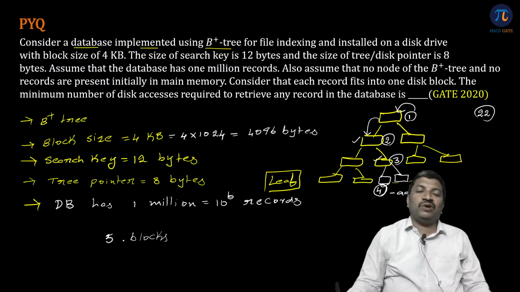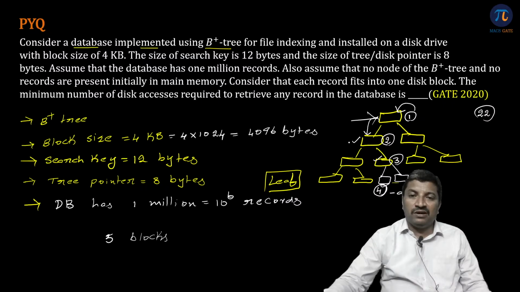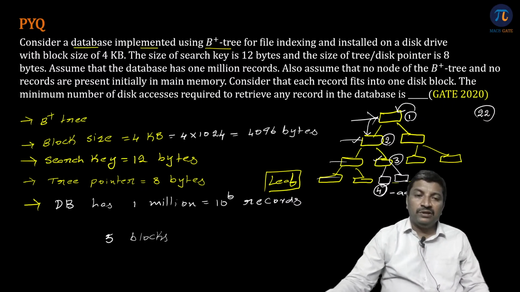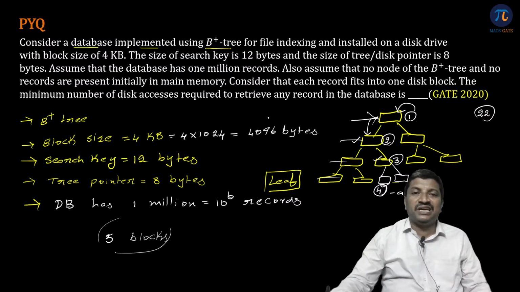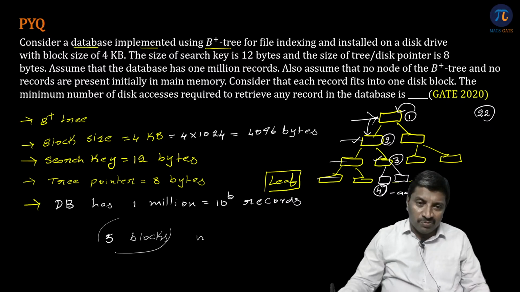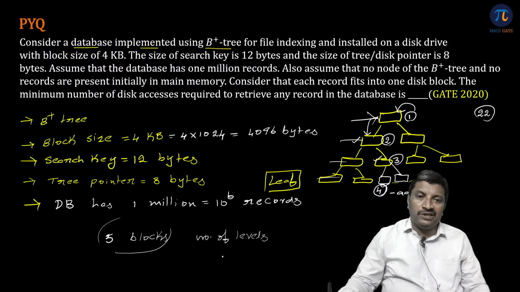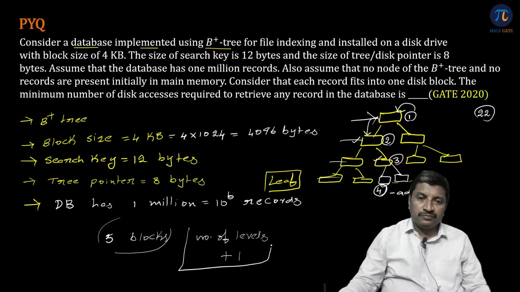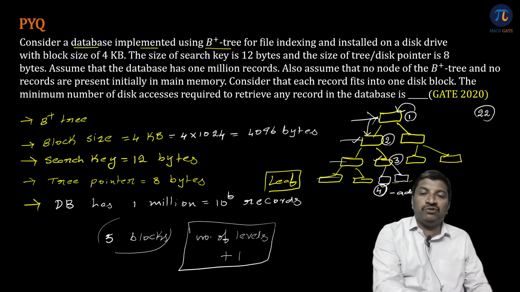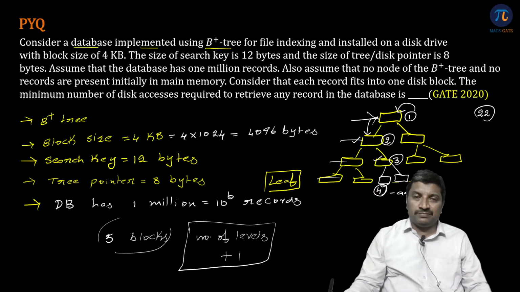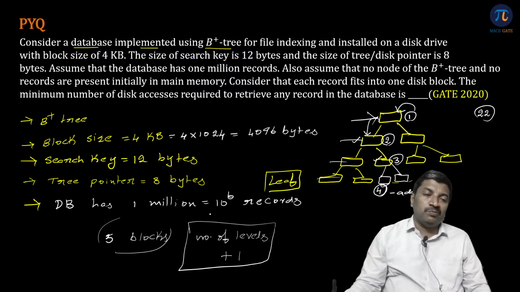5 blocks. So what does it mean, sir? If I assume this is level 1, level 2, level 3, level 4, so totally 4 levels plus 1 block to the original one. So this is the number of disk accesses we require to access any record in the database. So first I need to count the number of levels. How many levels do we have in our tree? Plus 1, because after we went to the leaf node, we will get the address of the original one. Hope you understood it. So number of levels plus 1.